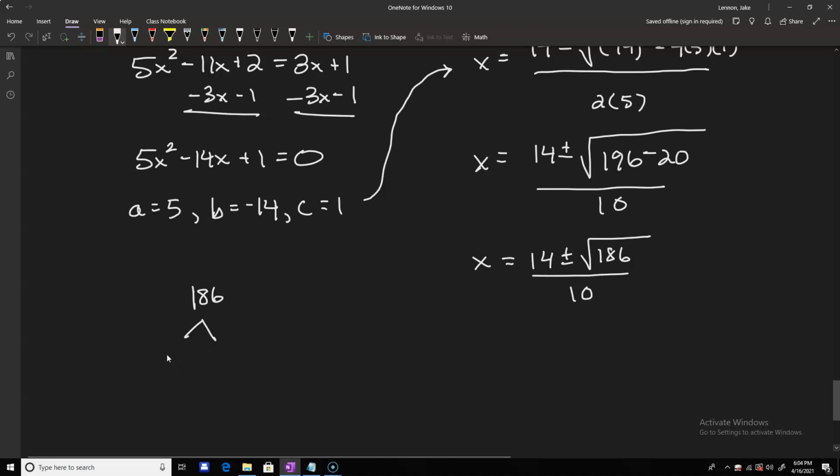So let's see. I know it's divisible by 3 for sure, and also 2. So that means it's divisible by 6. If you put 6 into it, you would get 31. 31 is a prime. So this is 2 times 3 times 31. So basically, you cannot simplify the radical. This answer is as simplified as you can get, so we would stop right here. But it's good to check and see if there's any perfect squares inside.